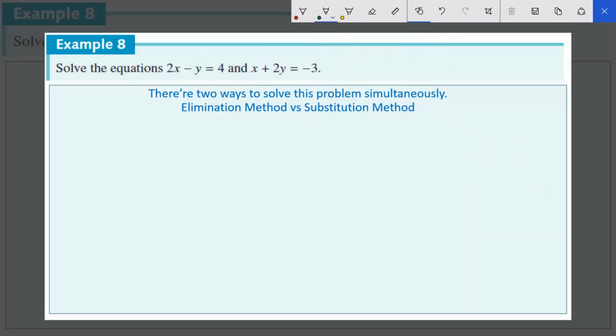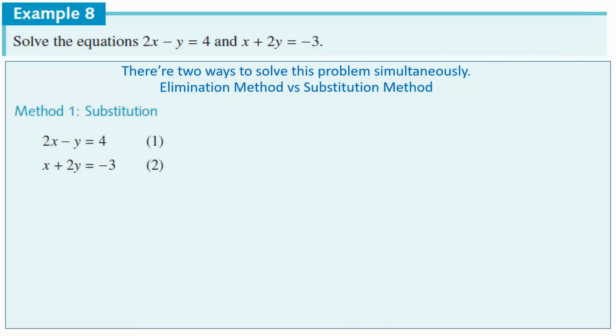Now, when we're doing it algebraically, there are two methods, and the first method is called substitution method. What's substitution? It's just saying, let's replace the letter. Because right now we've got two letters and two equations. We want to know one of the letters. We want to know what it equals to.